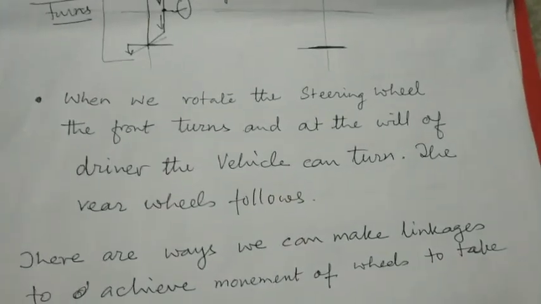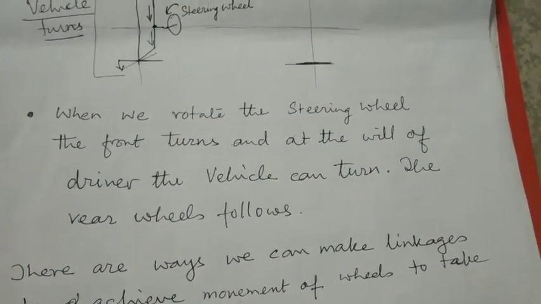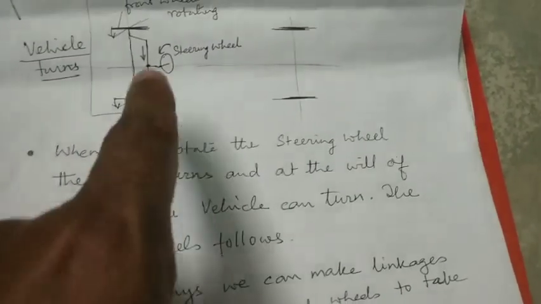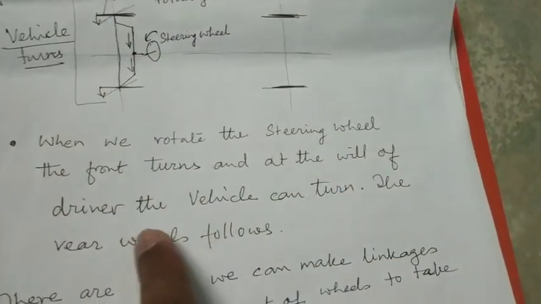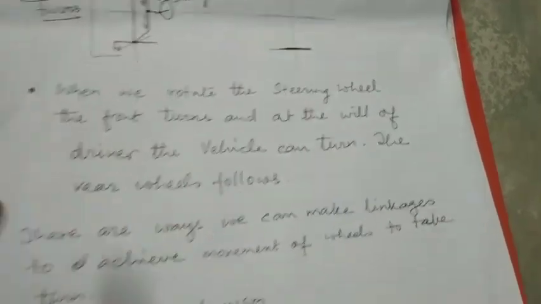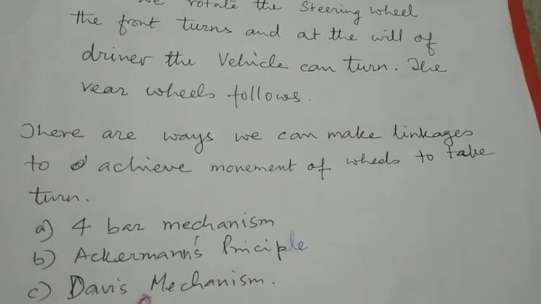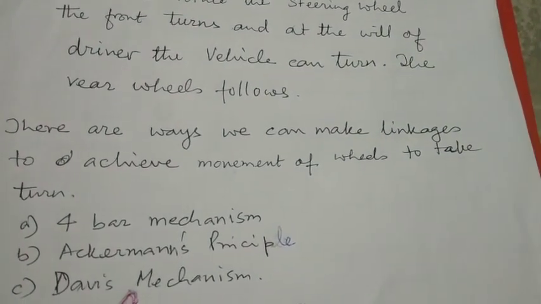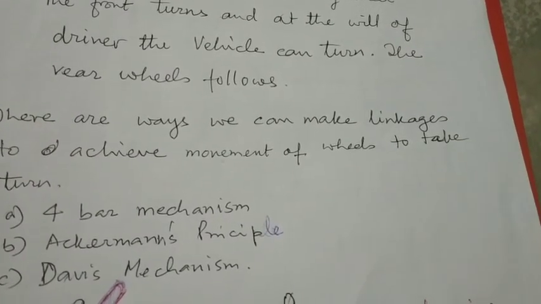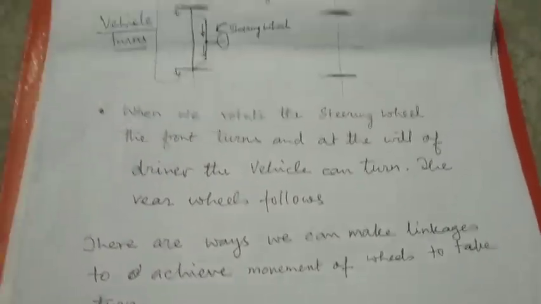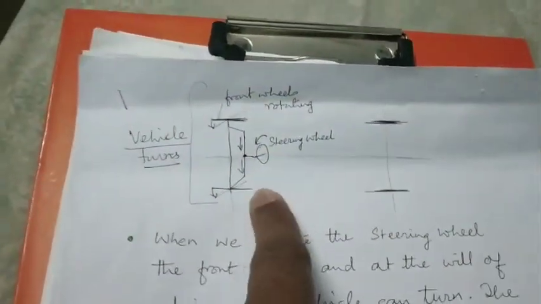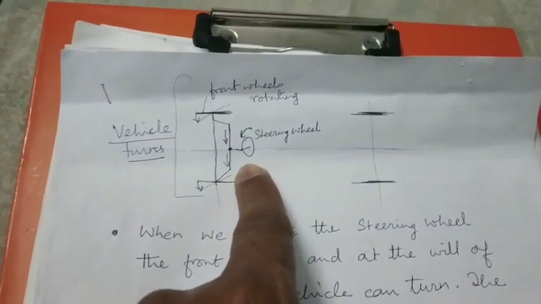So when we rotate the steering wheel, the front wheel turns, and at the will of the driver the vehicle can also turn. The rear wheel just follows. There are ways we can make linkages to achieve movement of the wheels to take a left or right turn. So if we want to have this arrangement, there are certain arrangements which can be done in order to achieve the steering.